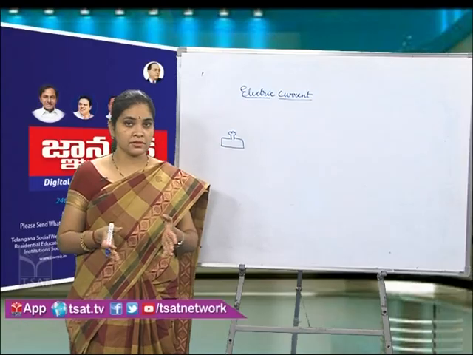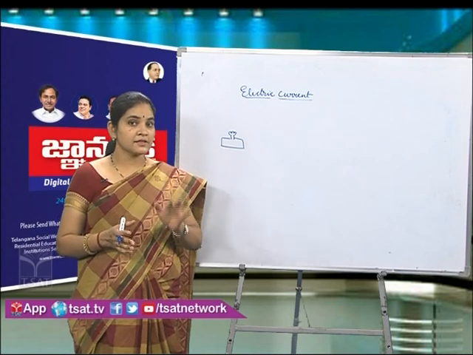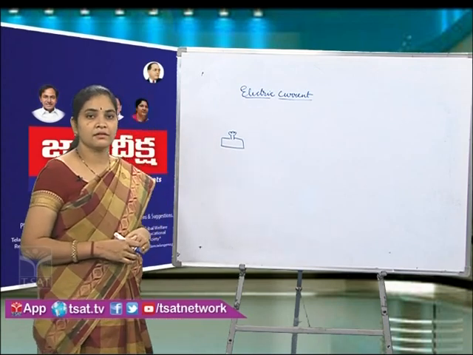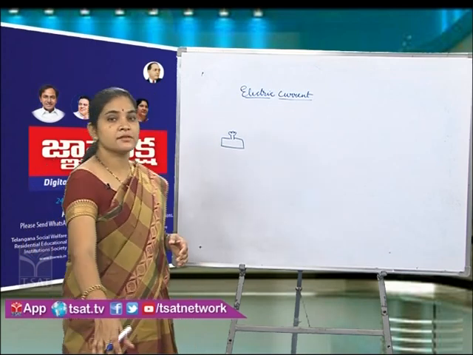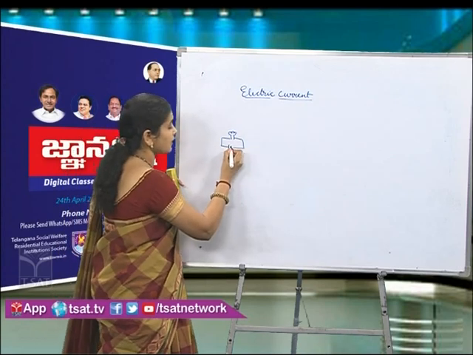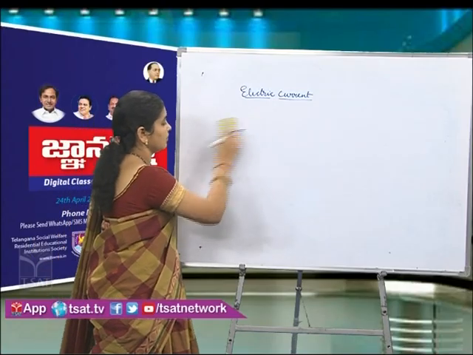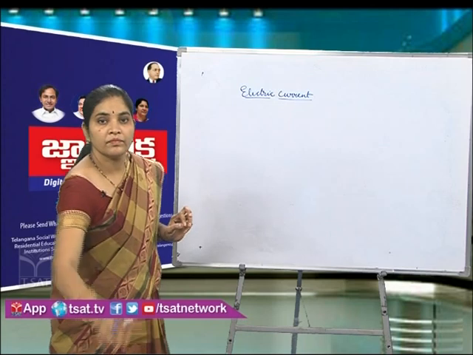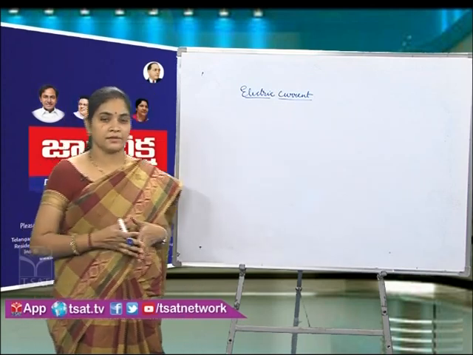Does the bulb glow? No, because there is something missing in this circuit. Can you guess what is it? Yes, it is battery. As soon as we connect a battery in the circuit, the bulb starts glowing. Let us discuss how battery works in a circuit.